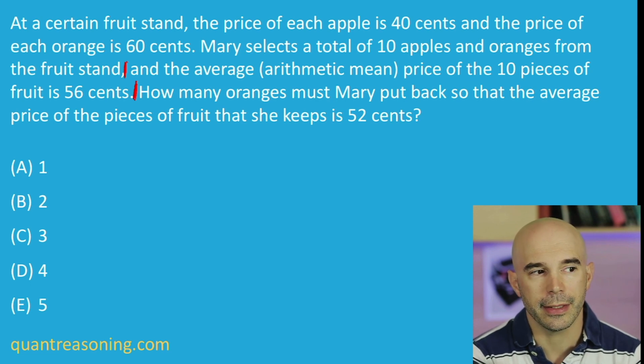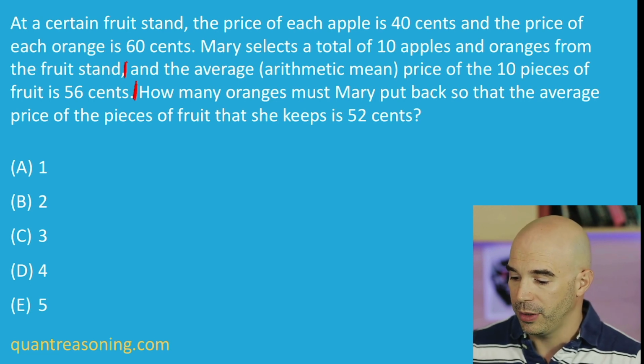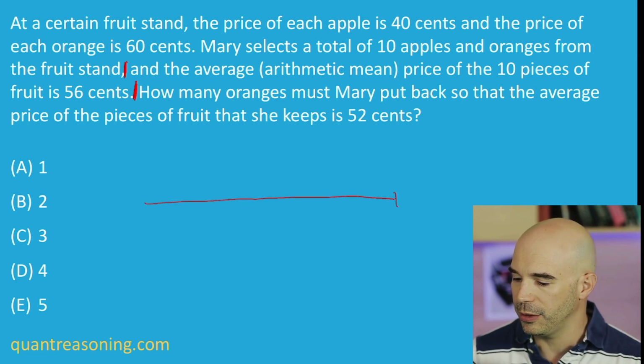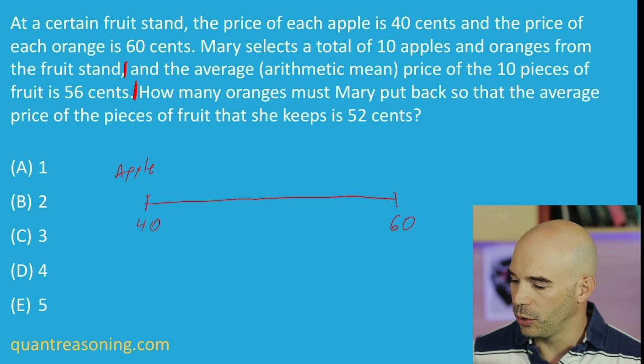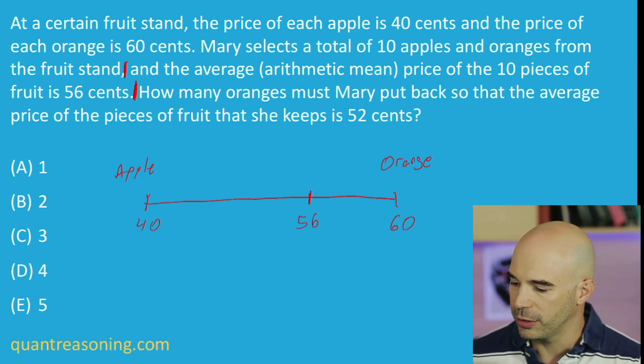But we can't stop there. It would be a mistake. It would be a huge mistake to keep reading the question now. We're almost definitely going to fail if we keep reading now. What we should do instead is dig in a little bit deeper and say, look, here's the apple side. That's the 40-cent fruit. Here's the orange side. That's the 60-cent fruit. And where does 56 fall within that range? So we already saw that it was closer to 60 than it is to 40, but how much closer?